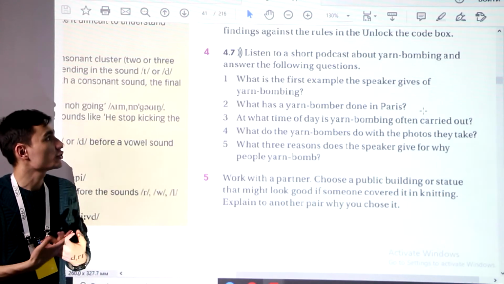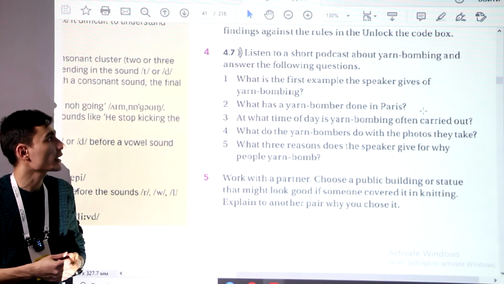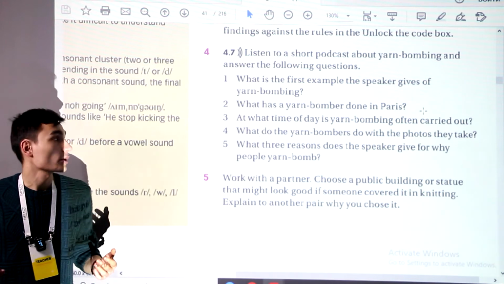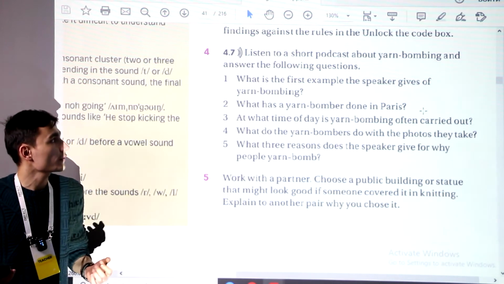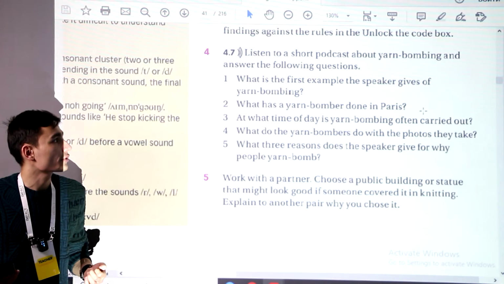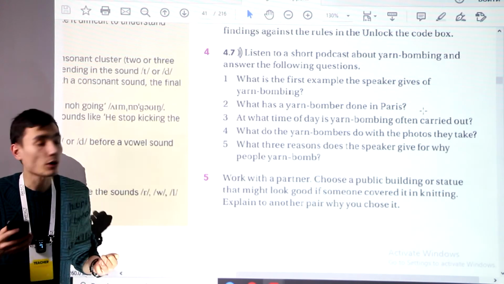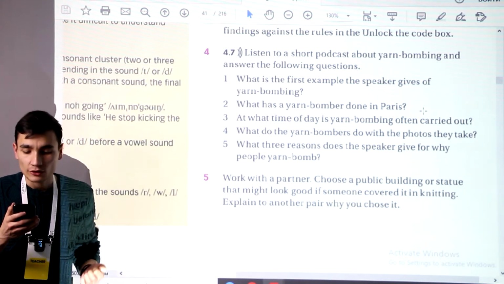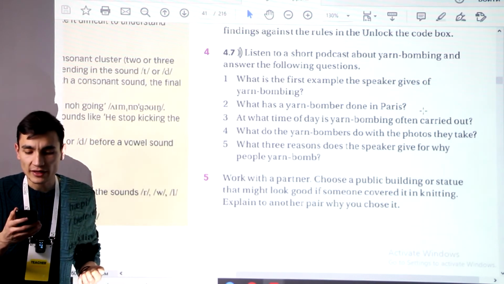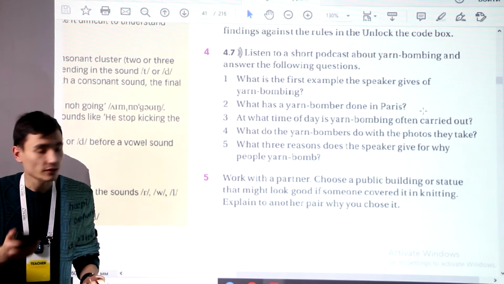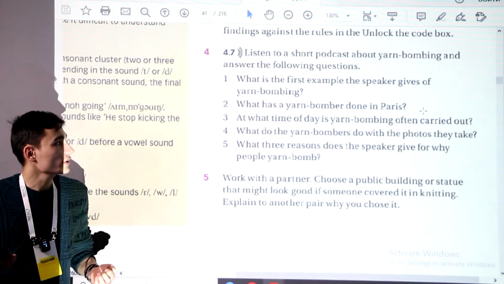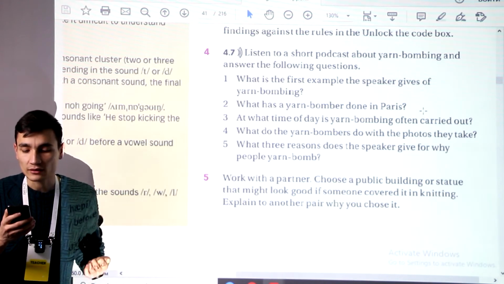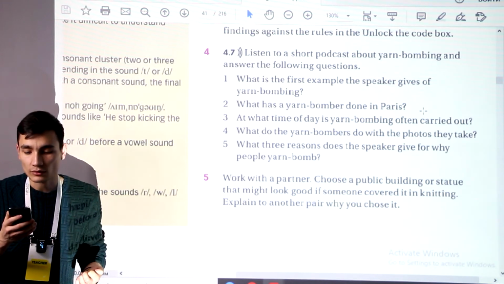Exercise 4. Listen to a short podcast about yarn bombing and answer the following questions. And now, if you have finished, let's check the possible answers together. 1. What is the first example the speaker gives of yarn bombing? It's a lamppost. 2. What has a yarn bomber done in Paris? He filled the cracks in the pavement with brightly knitted wool. 3. At what time of day is yarn bombing often carried out? At night, because many local governments don't like yarn bombing.